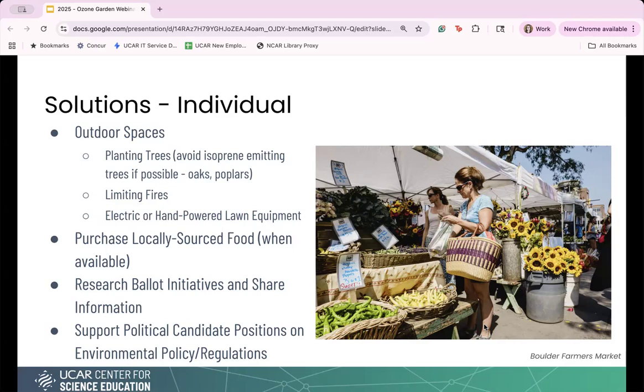Then purchase locally sourced food, research initiatives for ballots and share information, and support candidates that align with how you want to move forward with your environmental policy and regulations. And so I put an image here of our Boulder Farmers Market, which is a fun experience here. People come into the workshop. Wednesday night is a time you can also go to the farmers market. So if you're here for the workshop in a few weeks and want to see the farmers market, Wednesday night it's open.